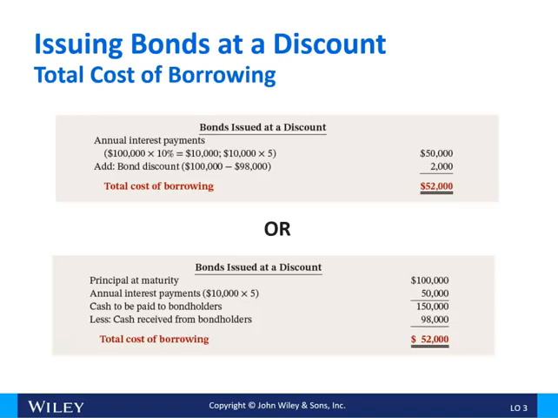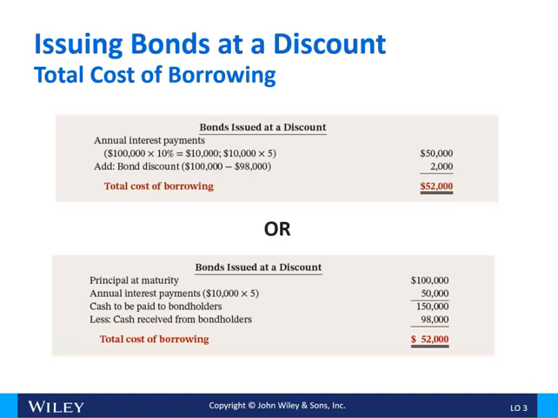There are 2 ways we can do it. We can take the $100,000 times 10%, which is our $10,000 annual interest, times 5 years, so $50,000 in interest payments, plus the $2,000 bond discount, so we have to pay that back, so $52,000 is our total cost of borrowing.